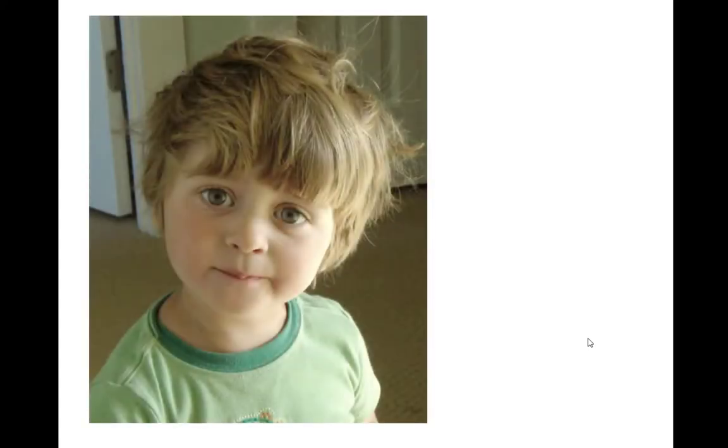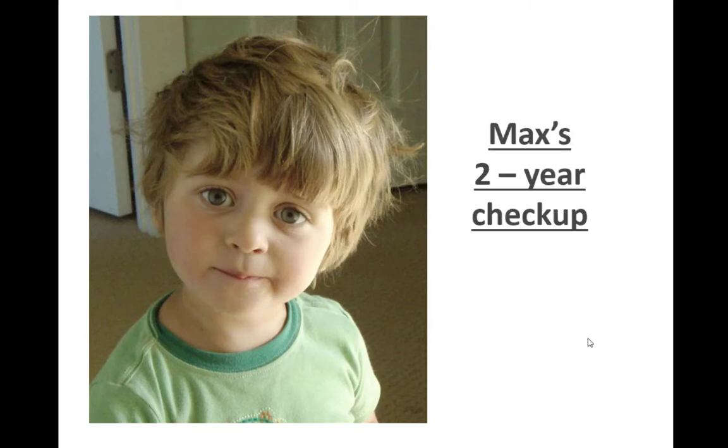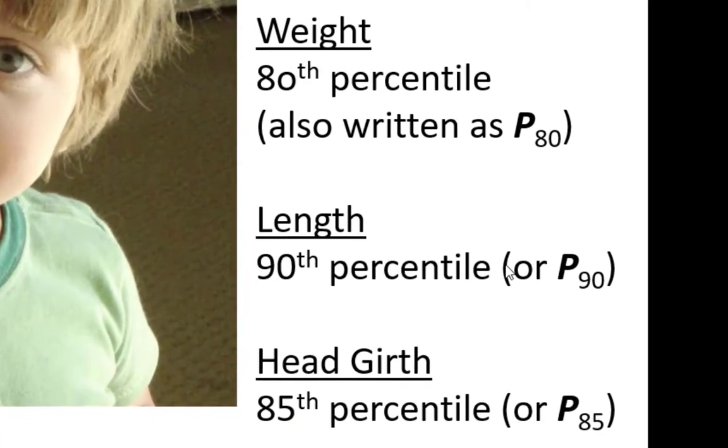Now, this is from about 10 years ago at his 2-year-old checkup. When you take a 2-year-old in for their pediatric checkup, they take a few measurements, and here are the measurements that Max got on this 2-year checkup. In his weight, he was the 80th percentile. His length was the 90th percentile, and his head girth, which was my favorite measurement of the three, and they don't do it anymore, which makes me sad, but he was in the 85th percentile for head girth.